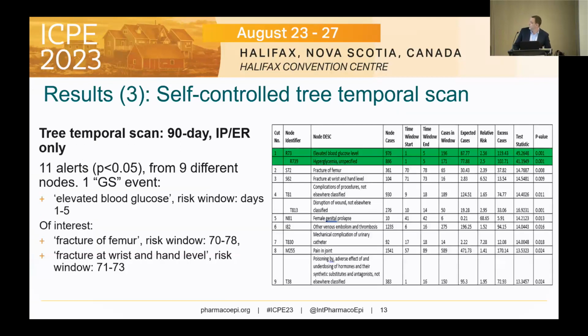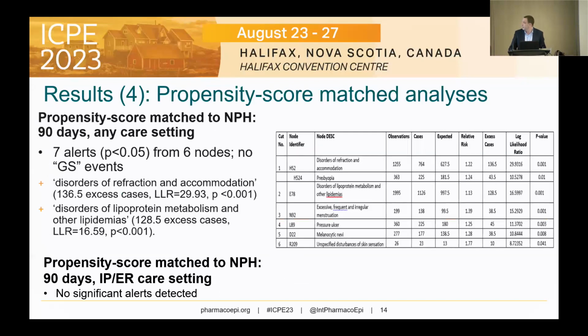You'll see when we look at the tree temporal scan and limit only to inpatient and emergency room, we had 11 alerts. So the number of alerts decreases considerably in these care settings. And one of these was on our gold standard adverse event list. When we move on to our propensity score matched analysis, where we match Lantus patients to NPH patients, there were 7 alerts. None of these were on our list of gold standard events. And finally, when we limited to inpatient emergency room setting, there were no significant alerts detected.